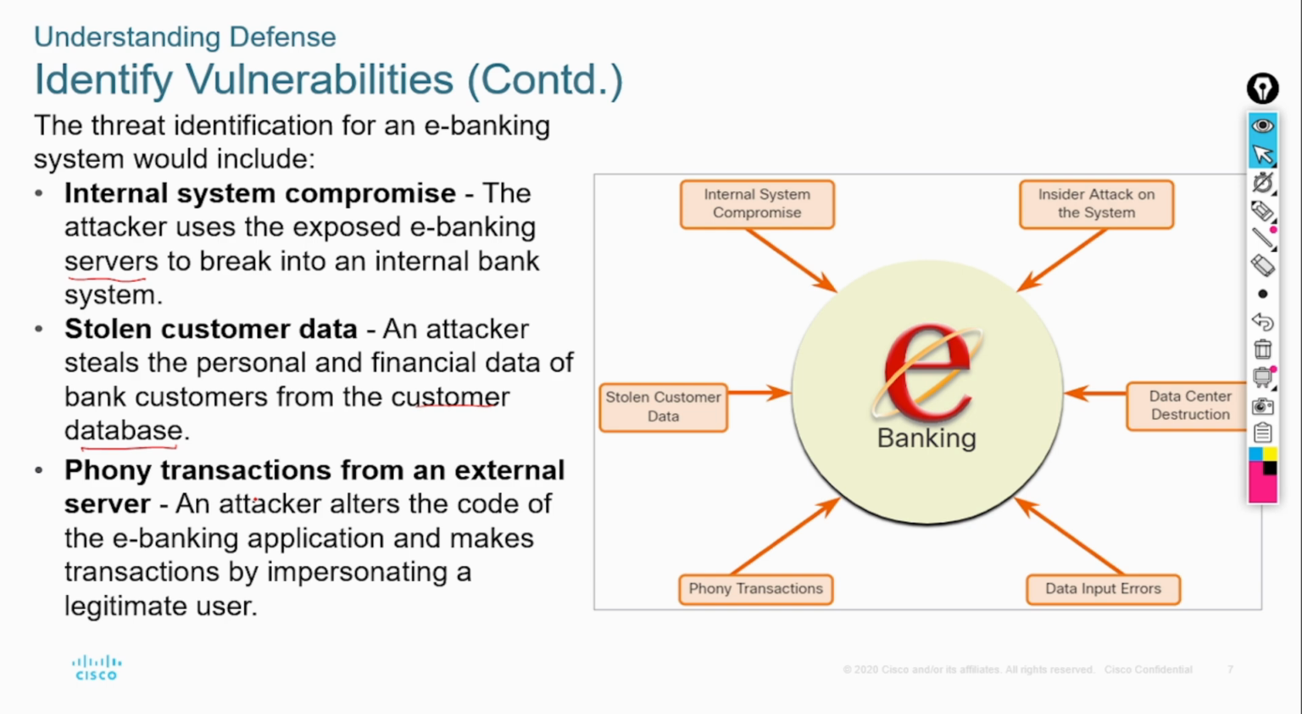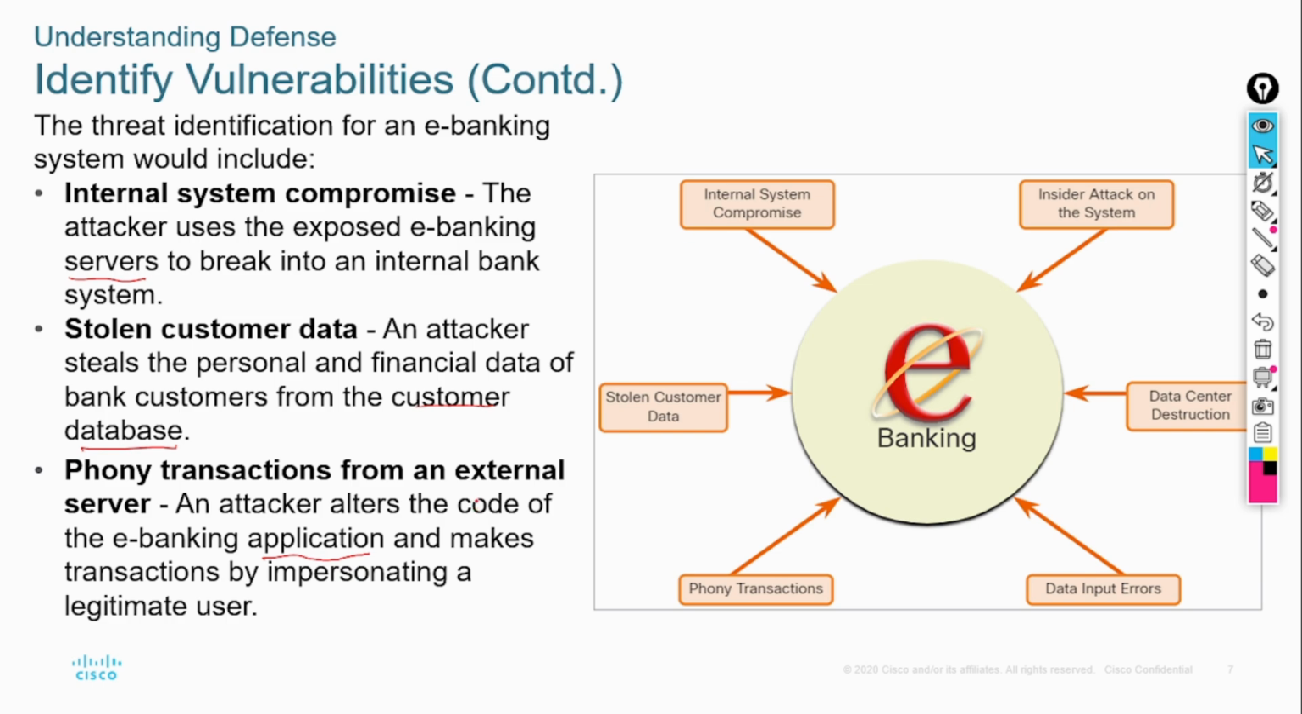And we also know that another category will be where an attacker alters the code of the e-banking application and makes transactions. So we have the application itself. So that might be another avenue or another vector for the attacker.